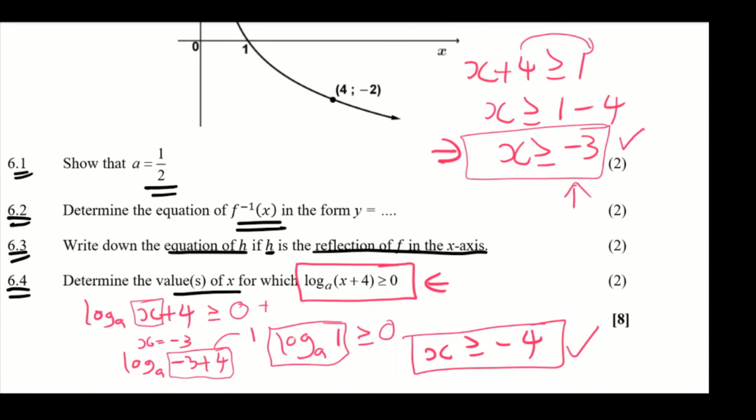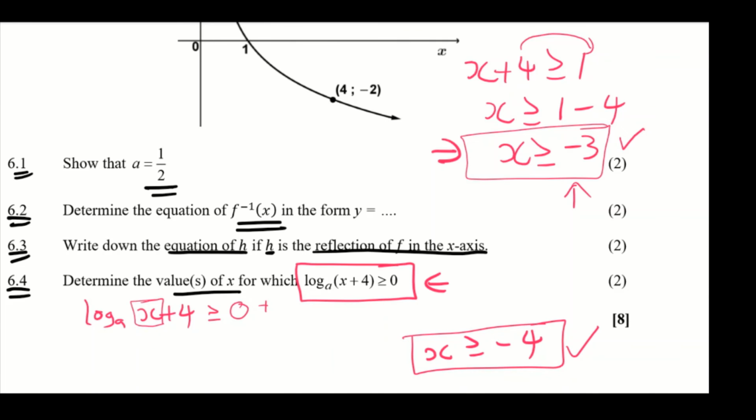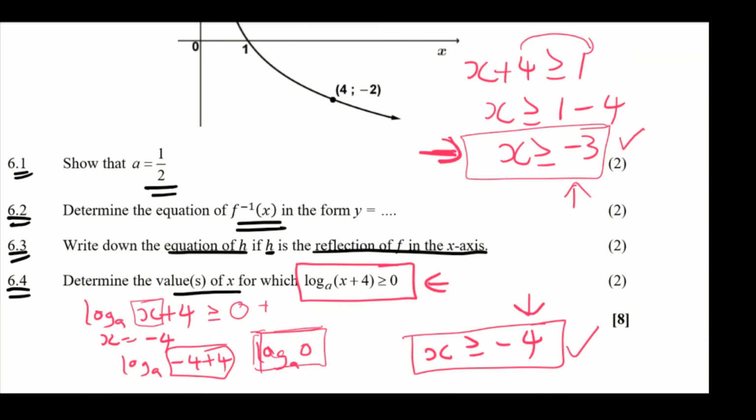But now let's test, because it says greater than or equal to minus 3, right? Let's test x being equal to minus 4. So we have log base a of minus 4 plus 4. So minus 4 plus 4 gives us log base a of 0, right? Which you can still consider, considering the fact that minus 4 is also one of our solutions here. So you can still consider this one here.